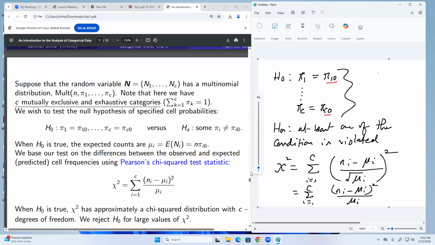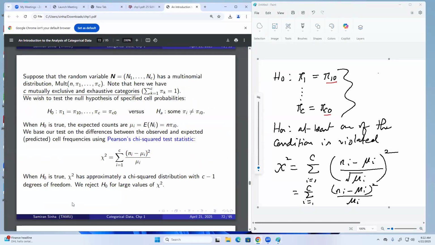And this guy, chi-square, is a statistic that follows the chi-square distribution with degrees of freedom c minus 1, when the sample size is large enough. And so we reject the null hypothesis if the value of this chi-square is very large. Now, how large? It depends on the level of significance, at what level we want to test the hypothesis.